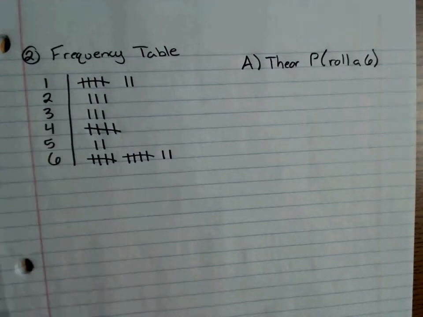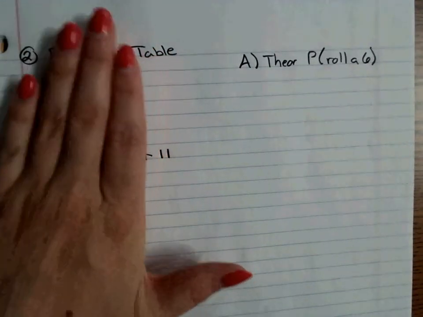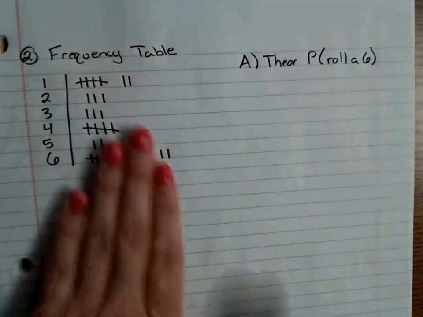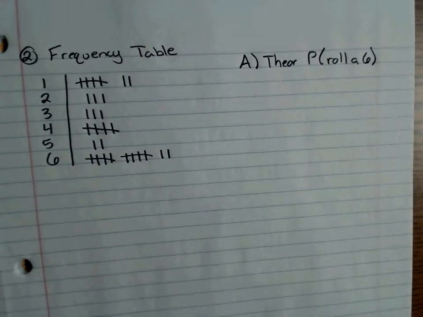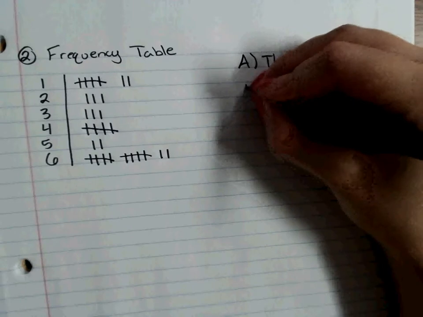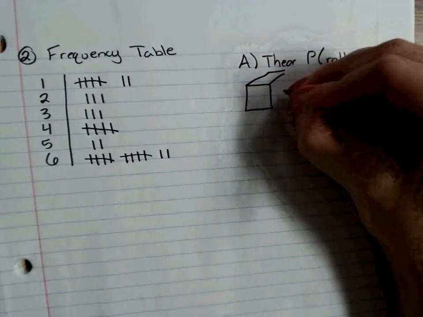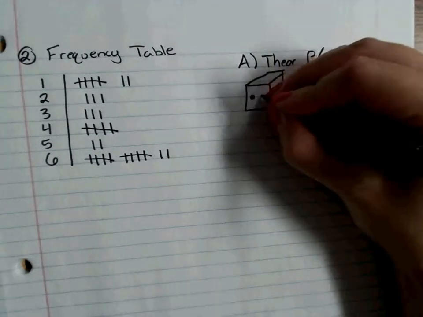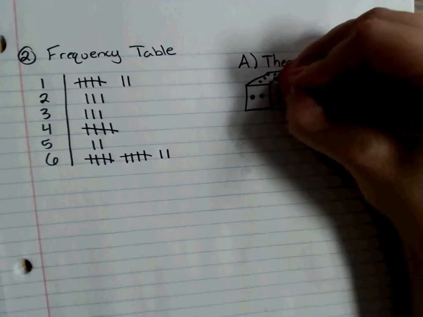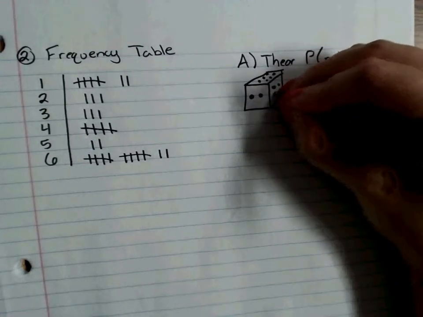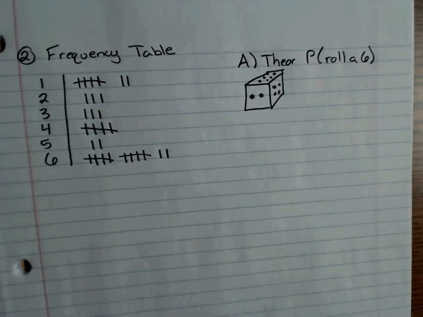So again, for theoretical probability, I don't need the table. I need to know what? If it's theoretical probability, I'm focusing on what? How many numbers are on the die. So this is only the experiment. This is the results of the experiment. That's for experimental probability. For theoretical probability, you're just looking at the actual item. Okay? So I am looking at a die. Okay, so I've got my little number cube there.